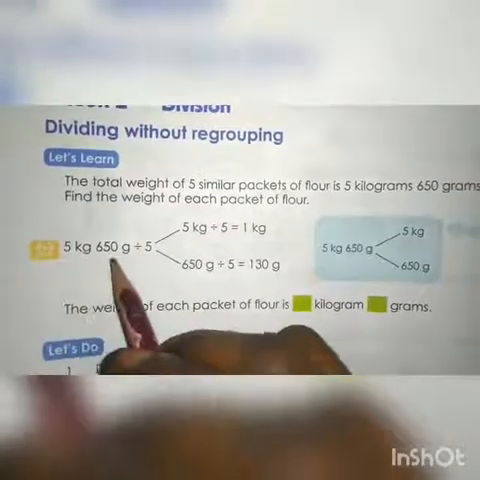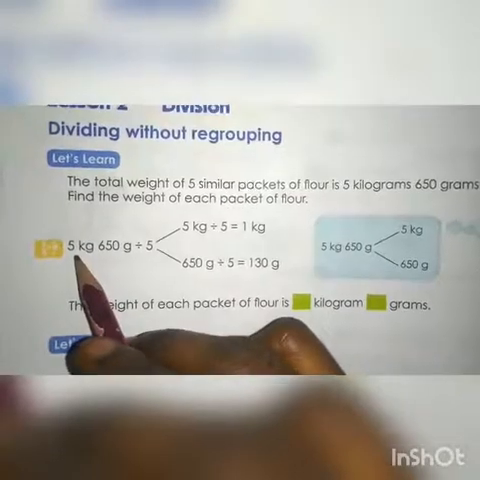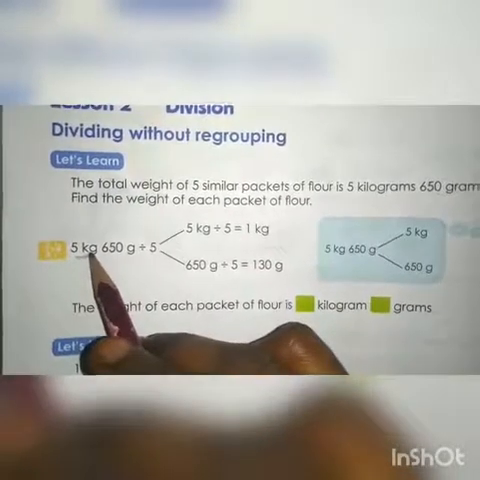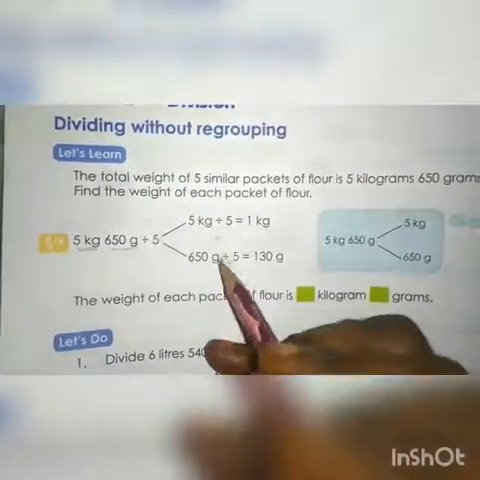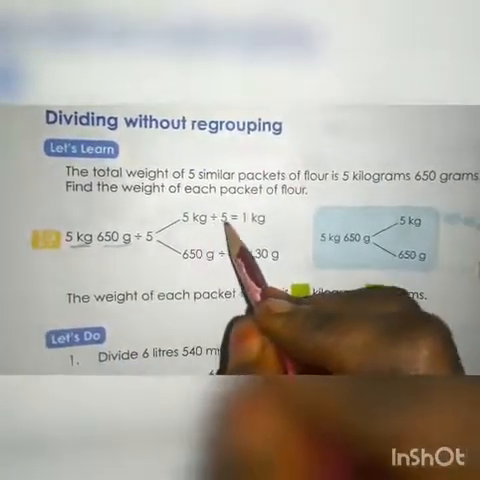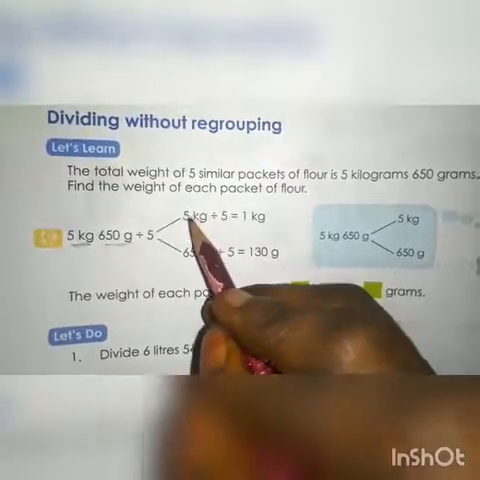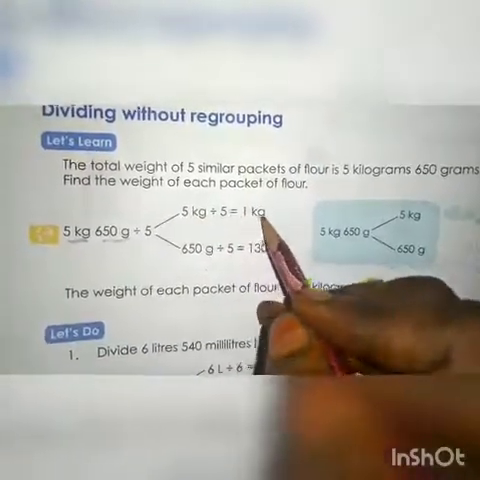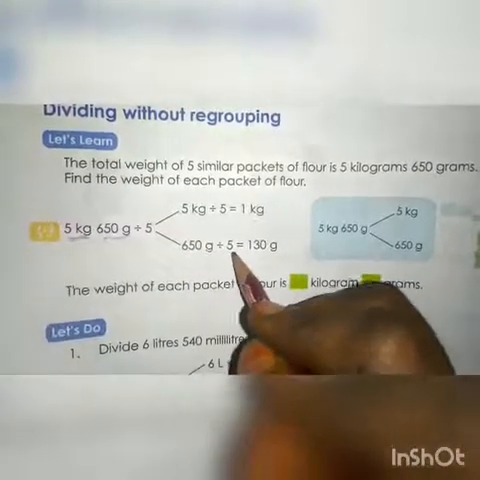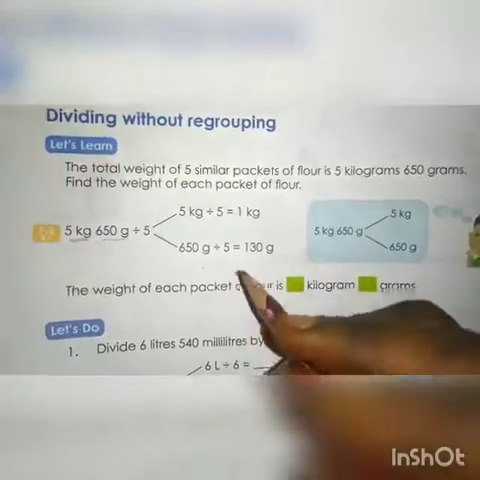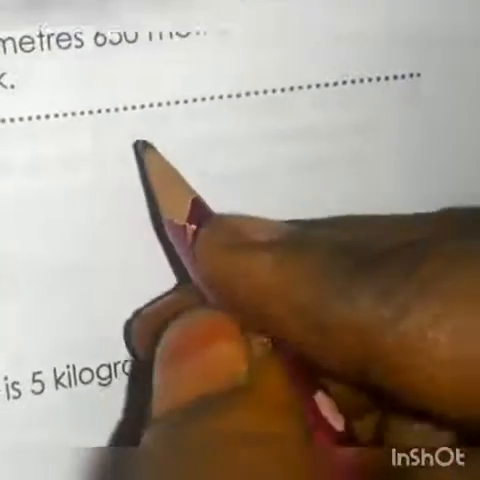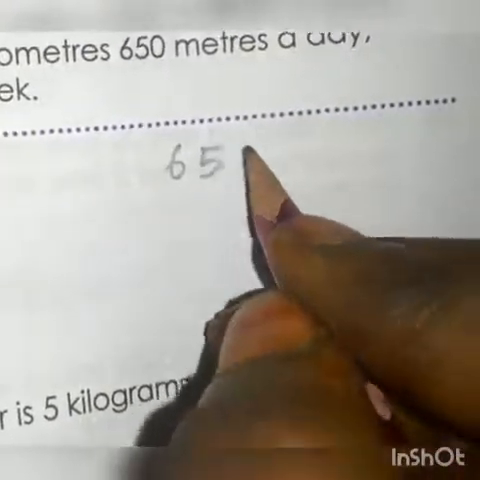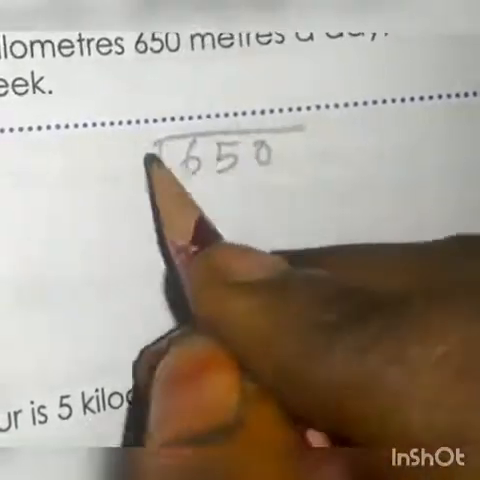So we have to divide it. For this also, as we have done in multiplication, we have to divide it separately. 5 kg divided by 5, 650 gram divided by 5. So 5 kg divided by 5 is equal to 1 kg, because 5 divided by 5 is 1. 650 divided by 5 is equal to, we have to do division.